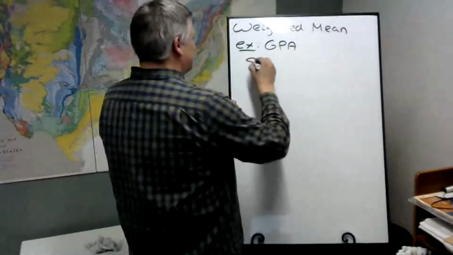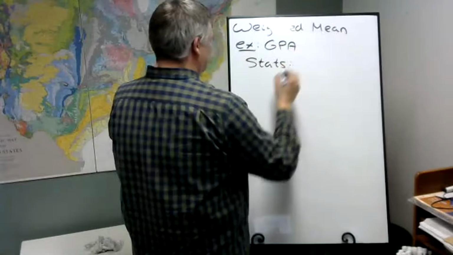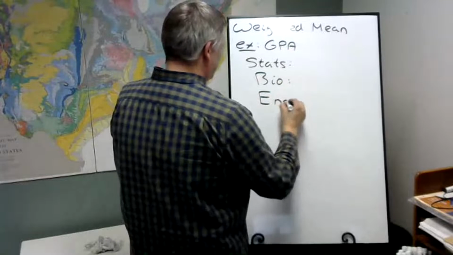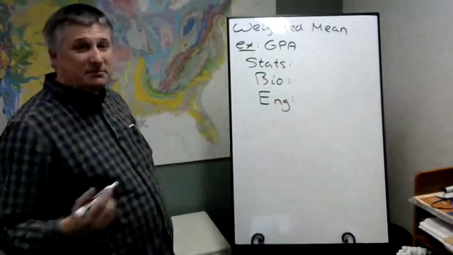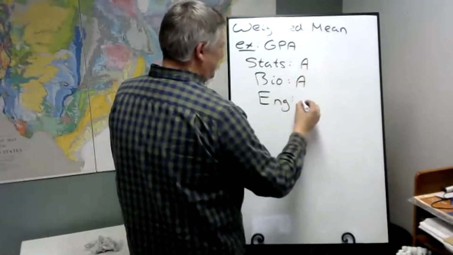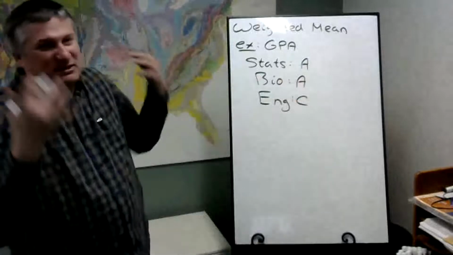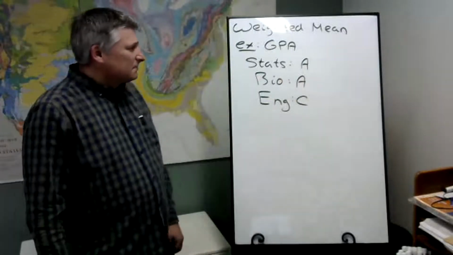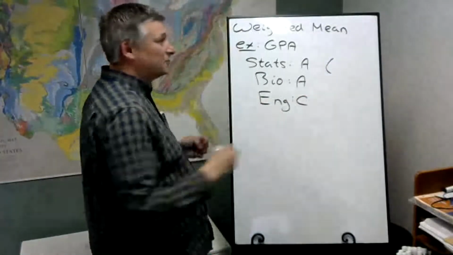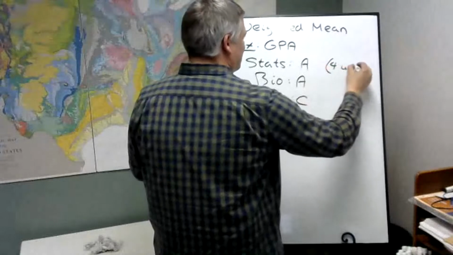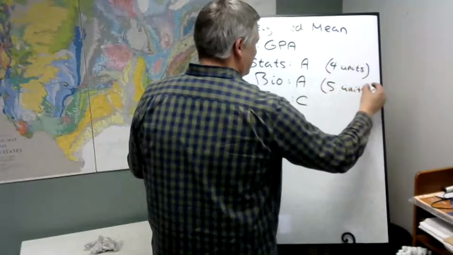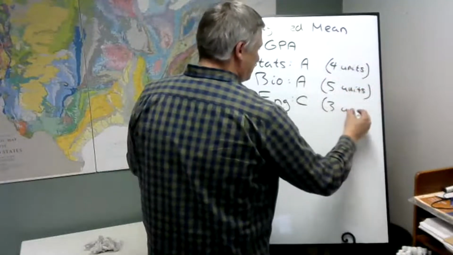So let's say you have 3 classes. You have stats, bio, and English. Now, in stats, you get an A. In bio, you get an A. English is hard, you get a C. I mean, it's a hard class. So these are the grades. And let's say the stats class is 4 units. Bio is 5 units. Let's say English is 3 units.